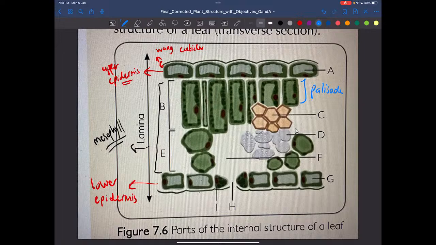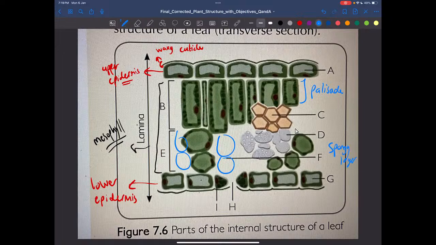Yes, preventing water loss and preventing evaporation is the same. Okay, so we don't want water to evaporate, so we're technically preventing water loss. While E is what, as you guys can see, there are big spaces, so we're going to call it the spongy layer.